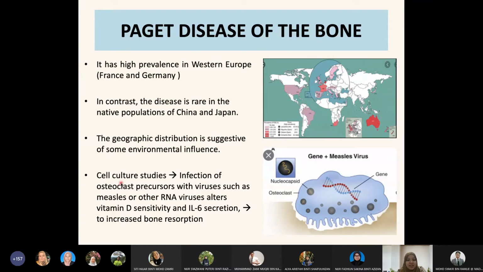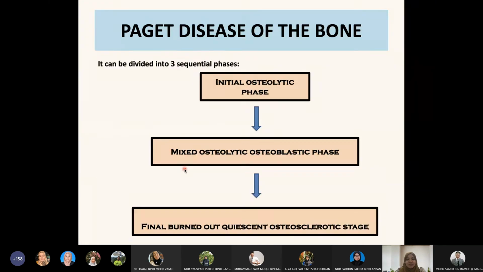Okay, and some cell culture studies also found that when the osteoclast precursors were infected with viruses like measles or other RNA viruses, it will actually alter the vitamin D sensitivity, and therefore it will increase the bone resorption. So these are still under study, and the findings were in the measles virus and other RNA viruses. Okay, not sure whether COVID can also cause Paget. Not sure. No research or study done yet, if I'm not mistaken.